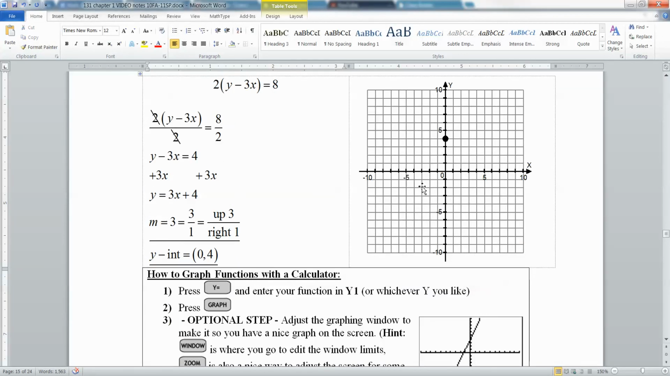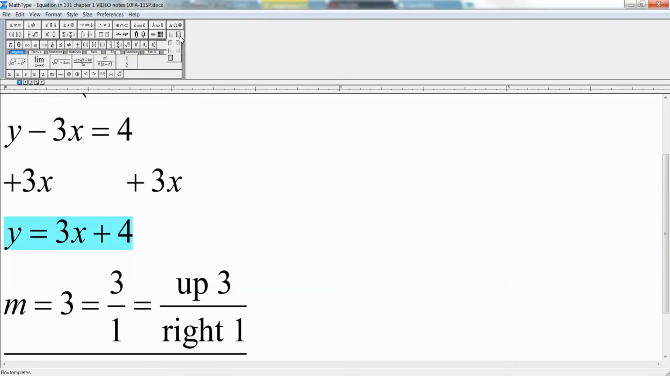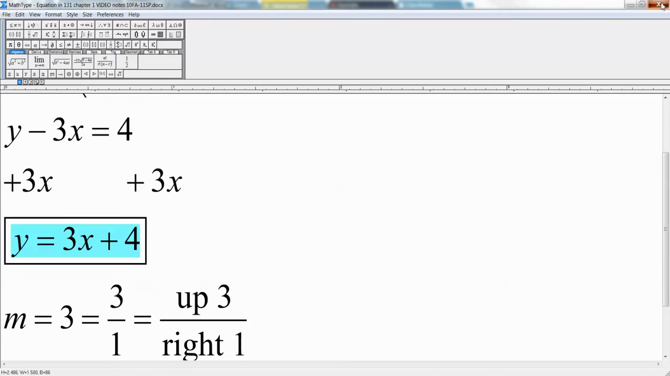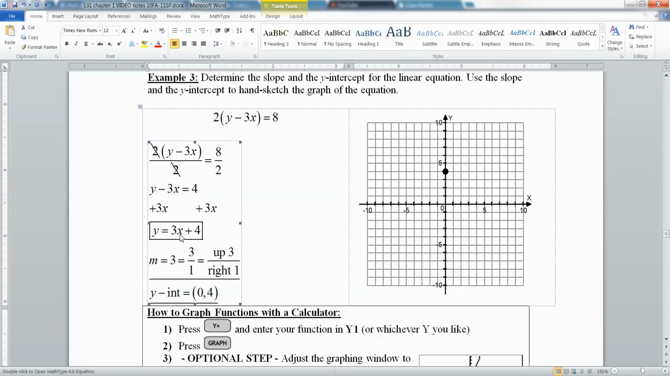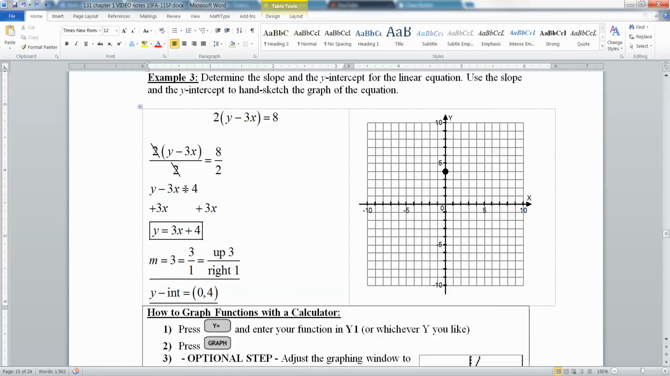So I put a dot at 0, 4. I better box this whole thing so that way you guys can see it really clearly. There's your equation, y equals 3x plus 4. Don't pay attention to the starter equation that they gave you because it just wasn't good, wasn't pretty. So we're going to pay attention to y equals 3x plus 4.